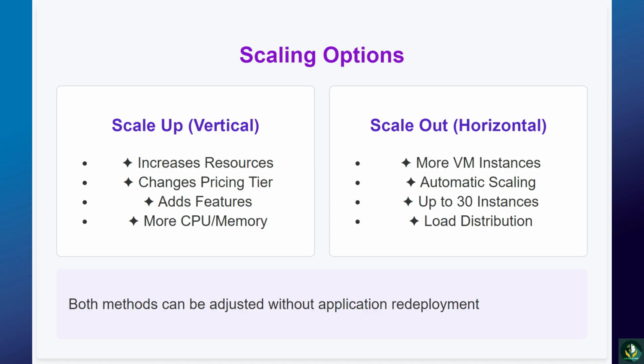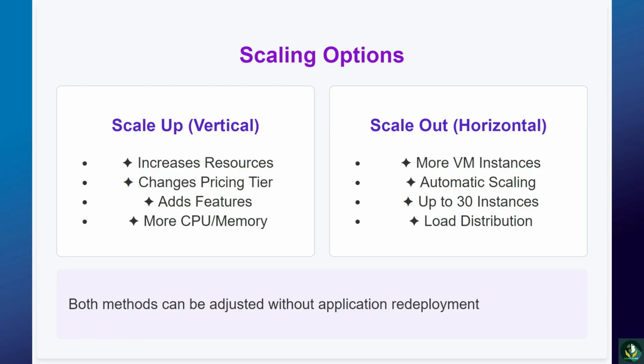This automation ensures your application maintains performance during peak times while scaling back during quieter periods to optimize costs. One of the most compelling aspects of Azure App Service scaling is its seamless implementation. Whether you're scaling up or out, there's no need to modify your application code or redeploy your solution. Changes take effect within seconds, affecting all applications within your app service plan. This flexibility allows you to adapt quickly to changing requirements without disrupting your application's availability.